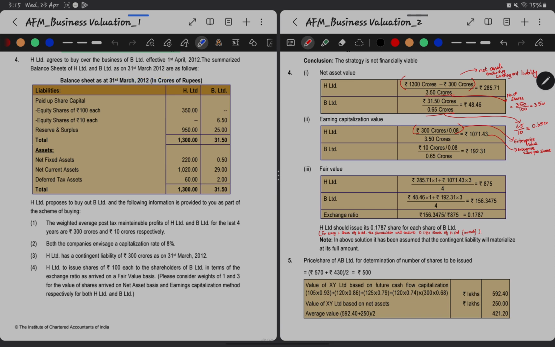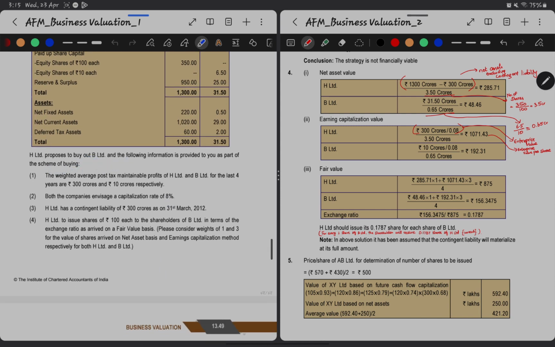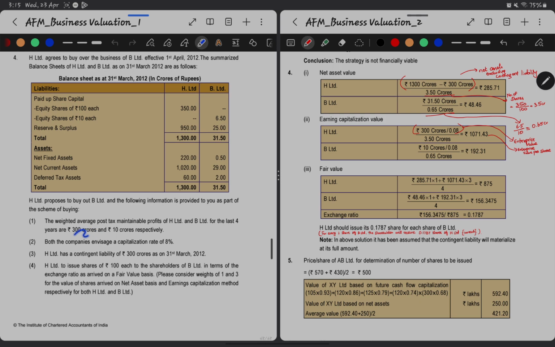They've given the balance sheets of both H Limited and B Limited, and H is acquiring B. H proposed to buy out B, and the following information is provided. The weighted average post-tax maintainable profits of H Limited and B Limited for the last 4 years are given: 300 crores for H Limited and 10 crores for B Limited. Both the companies envisage a capitalization rate of 8%.